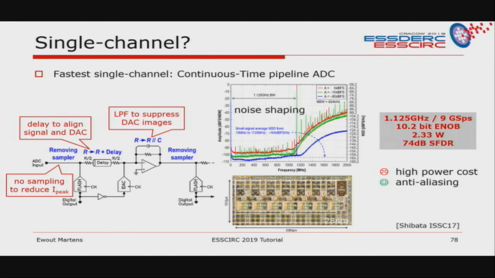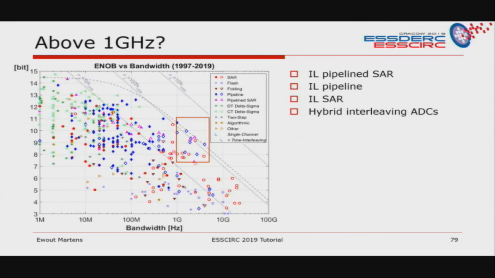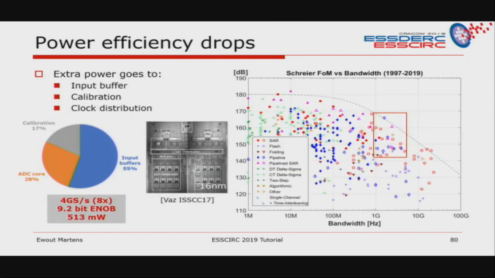But you also have an anti-aliasing filter in it, similar to continuous time delta sigma ADCs. So if you go above 1 gigahertz, well, you need to interleave either a pipeline, or a SAR, or a pipeline SAR, or some hybrid combination of it. And the power efficiency will drop.